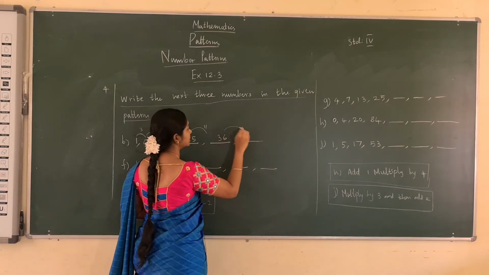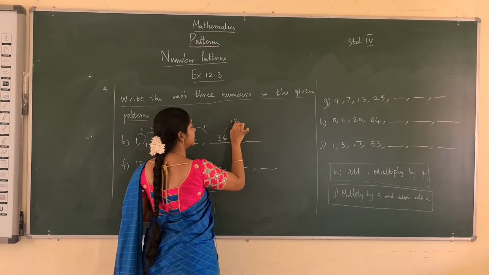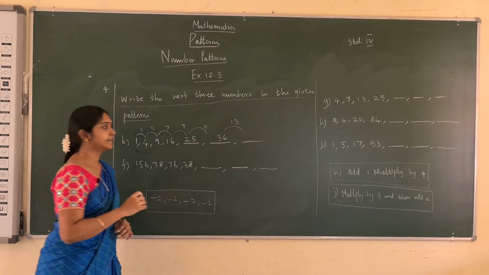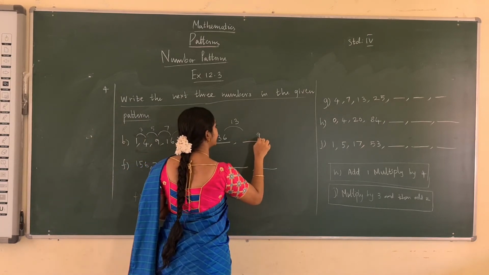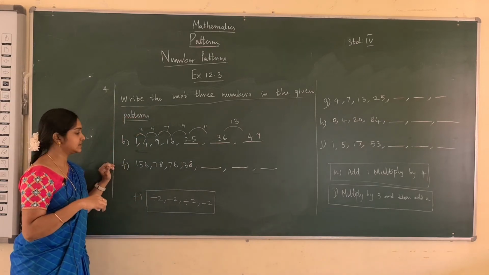Next the odd number is 13. So we have to add 13. If we add 13, the number will be 49. So we have filled the pattern.